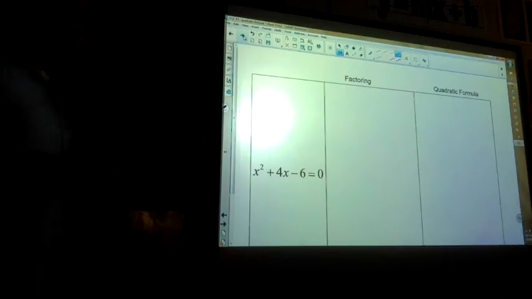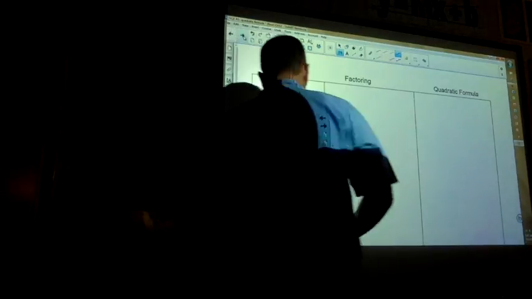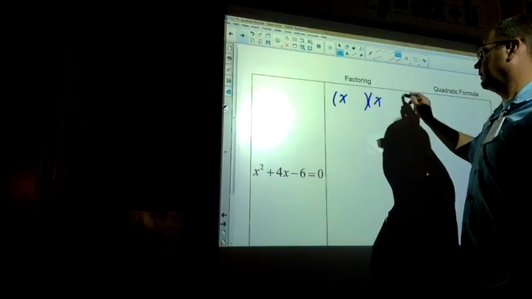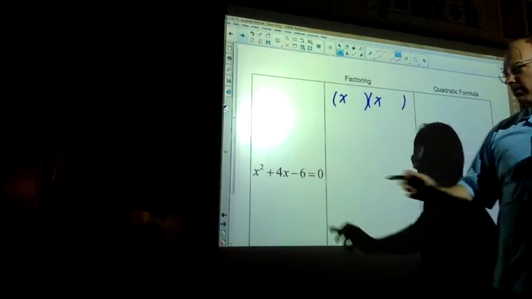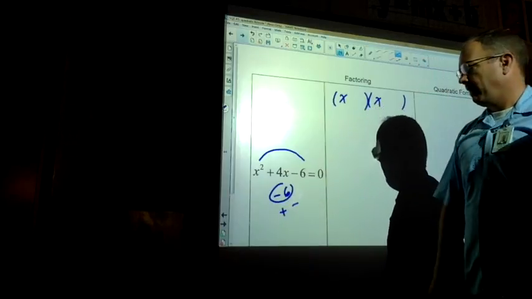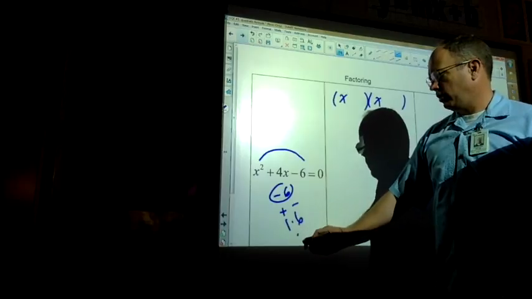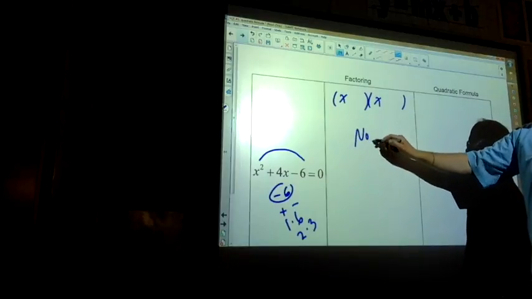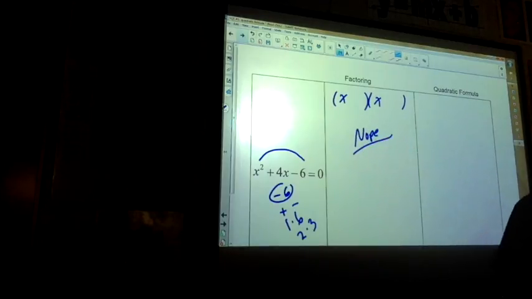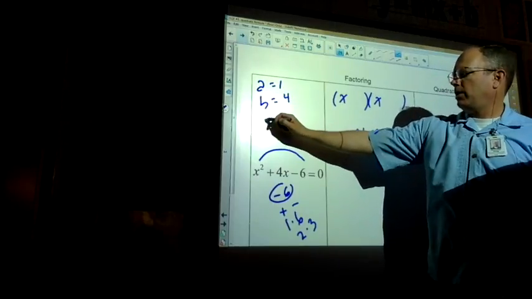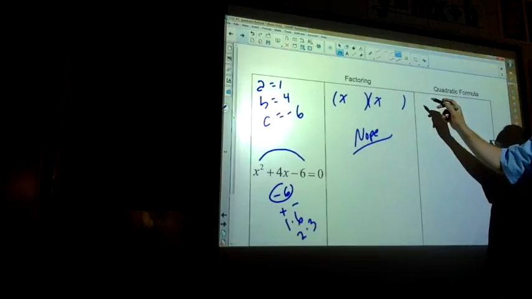But then I get to this one. Factoring. My magic number is negative 6, so I have to have plus and minus. I have 1 and 6 and 2 and 3. Is there any way that's going to work to get me positive 4? Nope. So this is one of those you would have said was prime, which means it creates irrational answers. So what's my A value? 1. B value? 4. C value? 6.